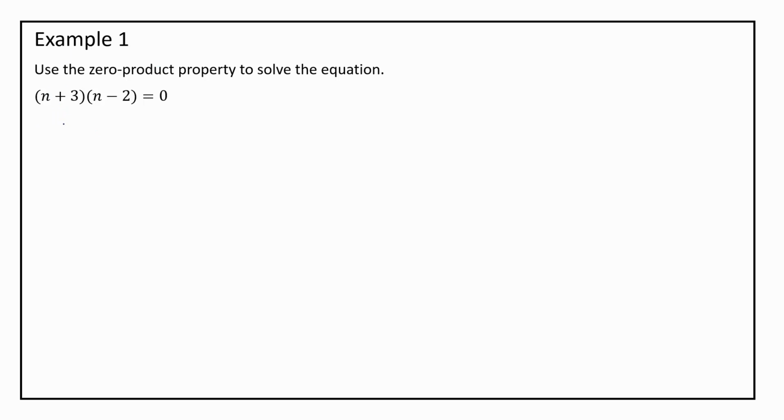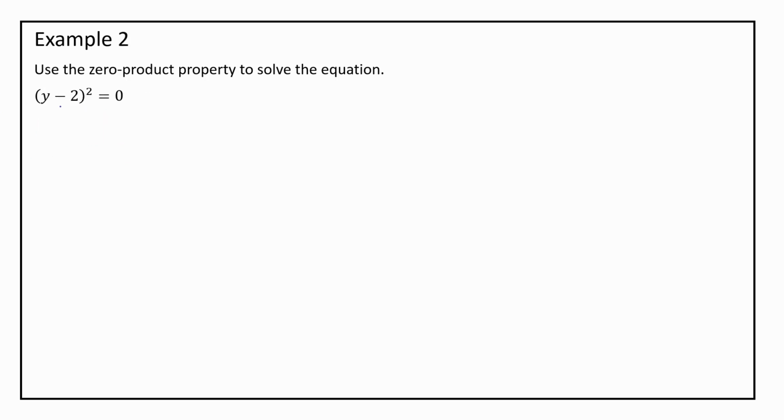So for instance, on this example, it says n plus 3 times n minus 2 equals 0. So n has to equal what I get whenever I try to make n plus 3 equal 0. So what plus 3 gives me 0, which is negative 3. And then the same thing for n minus 2 equals 0. What minus 2 equals 0, which is positive 2.